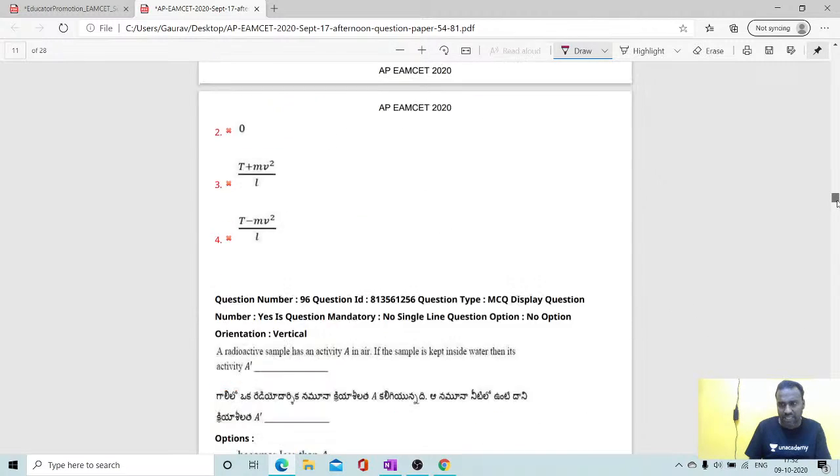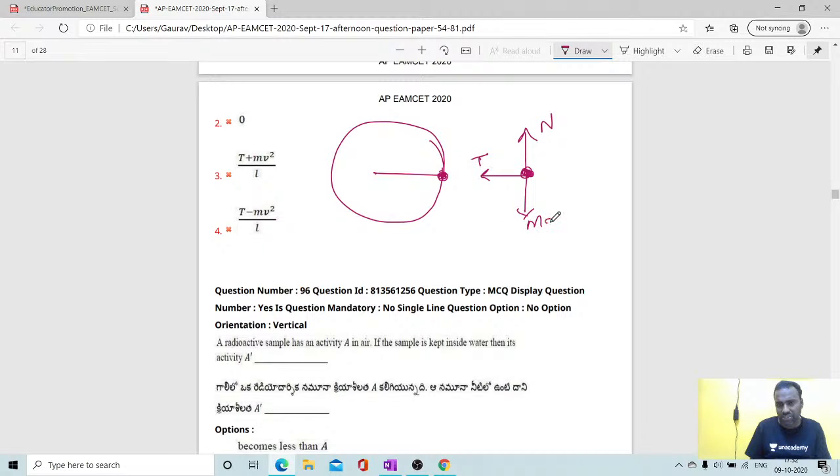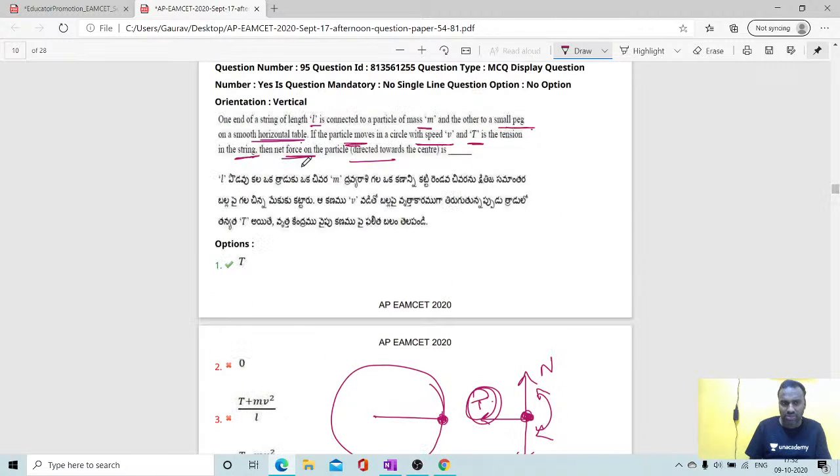You can imagine that at this point the particle is moving circularly. So on this particle, what forces are acting? Tension, normal reaction, and then gravitational force mg. Here N and mg cancel each other. Only the tension is experienced over here. So only the tension is acting. So option 1 is the answer.